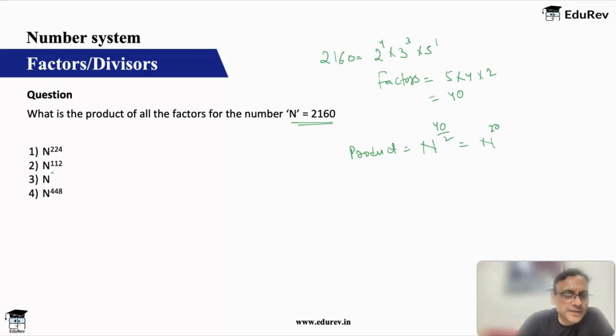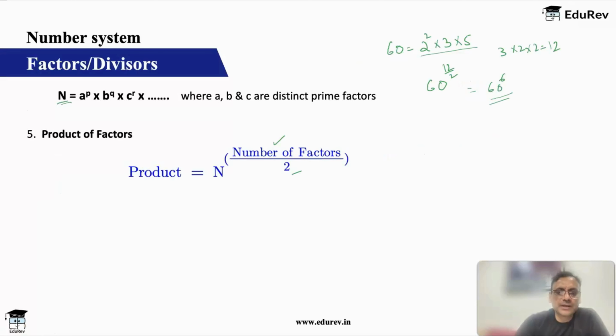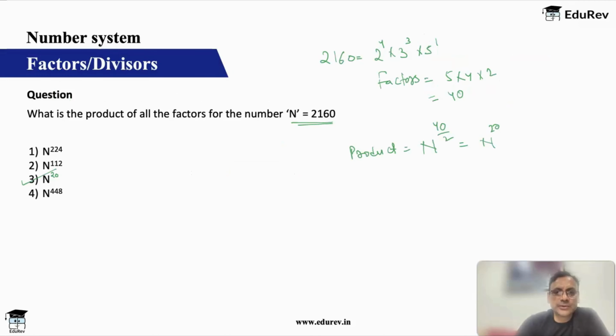In the third option 20 is missing, so we'll put 20 here, and this will become my answer for this question. What formula have we used? The formula was given here: the product is always n, the original number, raised to the power number of factors by 2. Here also the original number is 2160, so 2160 raised to the power 40 by 2, or 2160 raised to the power 20. 2160 is nothing but n, so n raised to the power 20 becomes my answer.